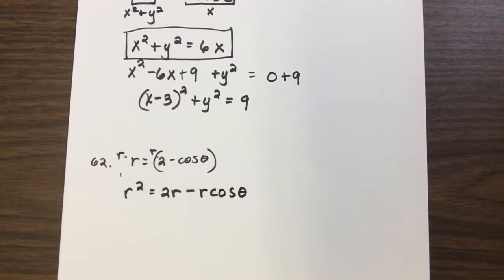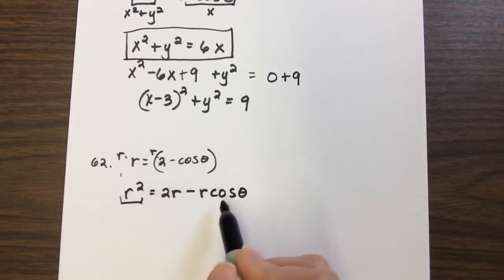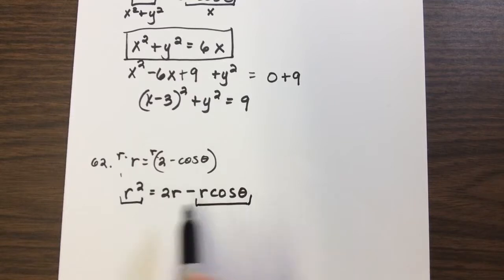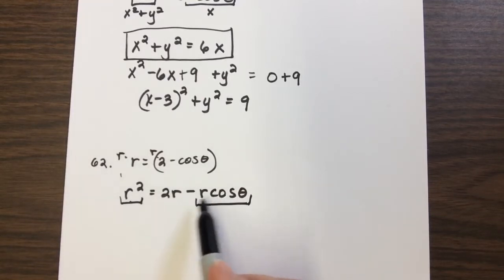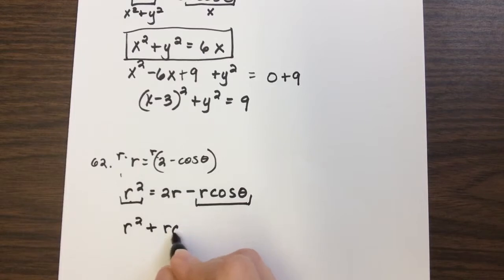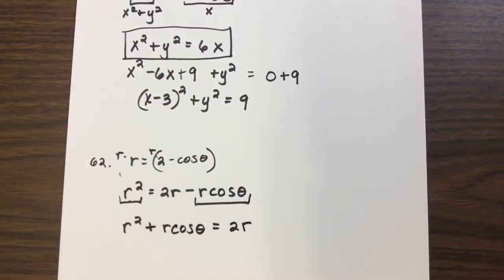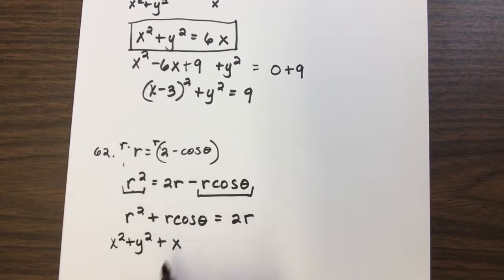Alright, now we've gone a little bit, but we still have some things to take care of. So I know how to write this in terms of x and y. I know how to write this in terms of x and y. So let's put that together. So we've got r squared. I'm going to take that over. So that's going to be plus r cosine theta equals 2r. Alright, and I could go ahead and write this in x and y. So this is x squared plus y squared. This is x. Equals 2r.